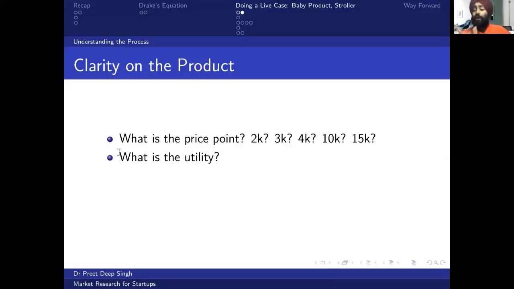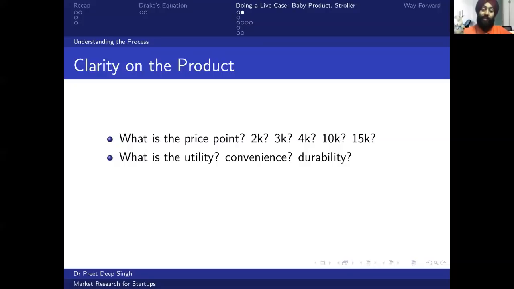Second is, what is the utility? What is it that you're giving to the customer, right? Are you giving them convenience? This is the pram that will fold into maybe the palm of your hand, and you open it and it becomes like a long pram, right? Or are you giving durability? Are you saying that, this is your first kid, your grandchildren will also use this pram? And if this sounds funny to you, just ask your grandparents or your parents, what is the positioning of a Godrej Almira?